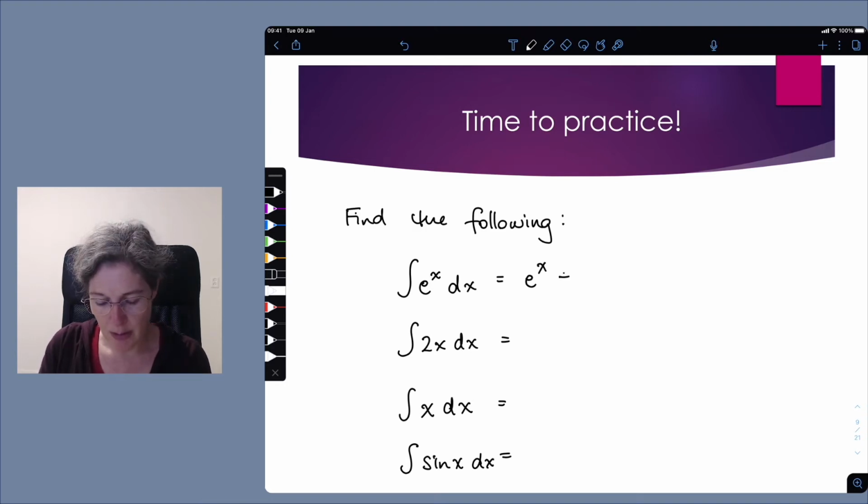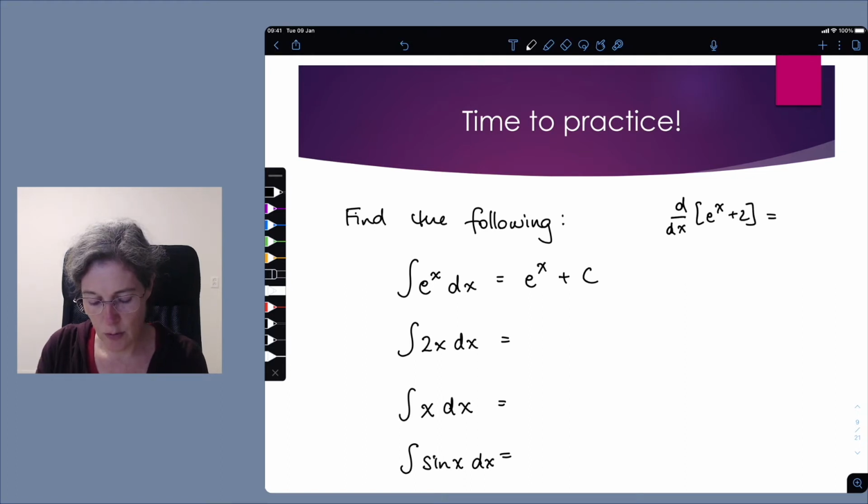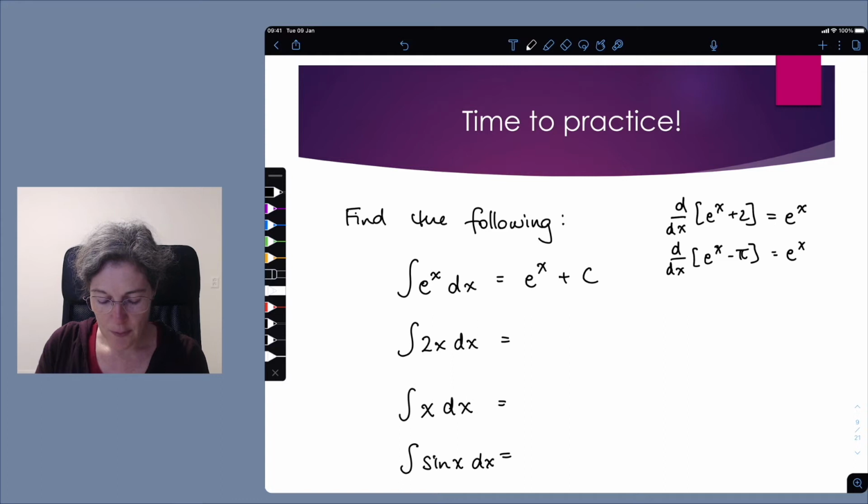But remember, we have to add plus c, because notice if I differentiate, for example, e to the x plus 2, what will I get? I will get e to the x. On the other hand, if I differentiate d by dx of e to the x minus pi, I will also get e to the x. So any function of the form e to the x plus some constant is going to give me something which, when I take the derivative, gives me this e to the x.